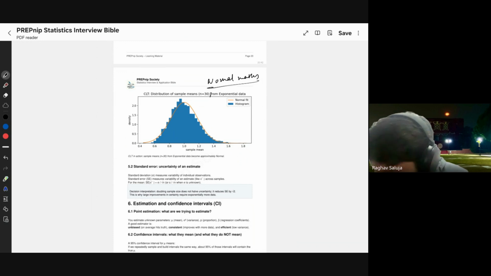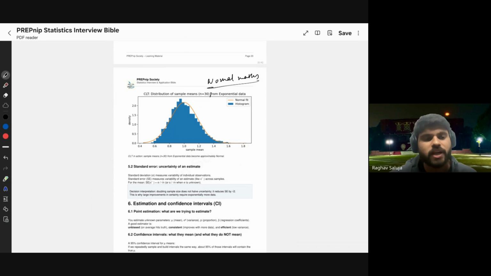Standard error. Uncertainty of an estimate that's written in front of you. People at times mix up standard error with standard deviation. It's not. Standard deviation measures the spread of the data. Let's say how different are the customers. Standard error measures the spread of the average. How precise is my estimate?